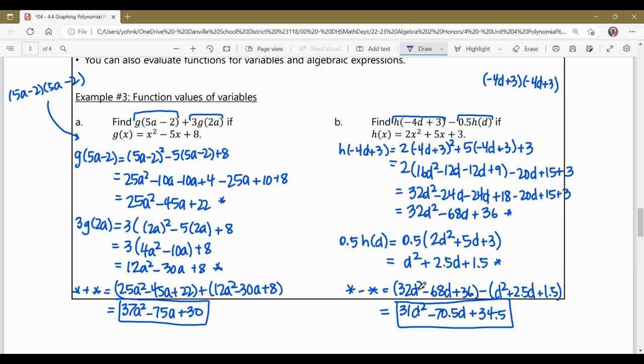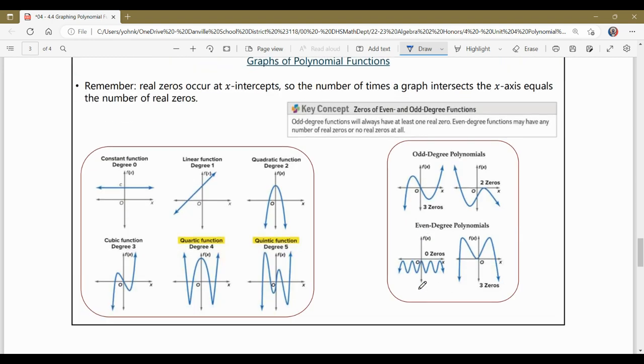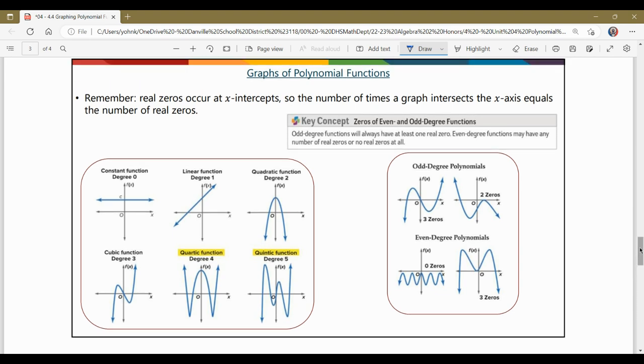All right, so now that we know how to work with polynomials, let's talk about how we graph them. Remember that real zeros occur at x-intercepts. Super important: the number of times a graph intersects the x-axis equals the real number of zeros. So for instance, if my degree is 0, it doesn't cross the x-axis at all. If my degree is 1, it crosses the x-axis 1 time. It's a linear function. If my degree is 2, it can cross at most 2 times.